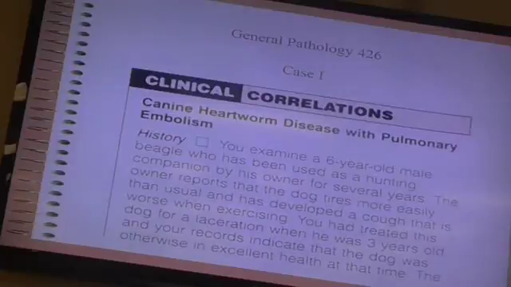And we might have time to do this guy. This is the last thing in this case. And this is a 6-year-old beagle. This is a dog that's brought to you with the owner complaining about exercise intolerance. And you do know the dog because you saw him about 3 years ago and treated a cut, and it seemed to be fine at that point.